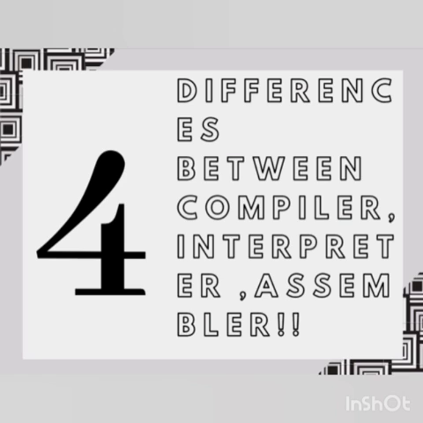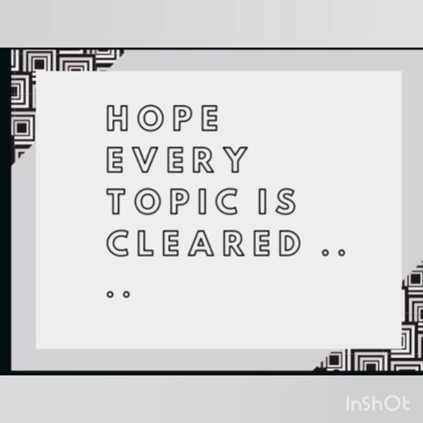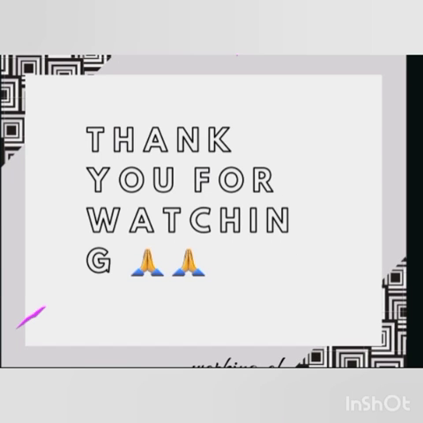Now, as we have learned about all three types of language processors, we are at a stage to differentiate among them, that is compiler, interpreter, and assembler. So let's differentiate them within a few points that are relatively common and understandable. Let's have a look at them. Hope the points of differentiation among compiler, interpreter, and assembler are clear, and all the other topics which I have explained in today's video.